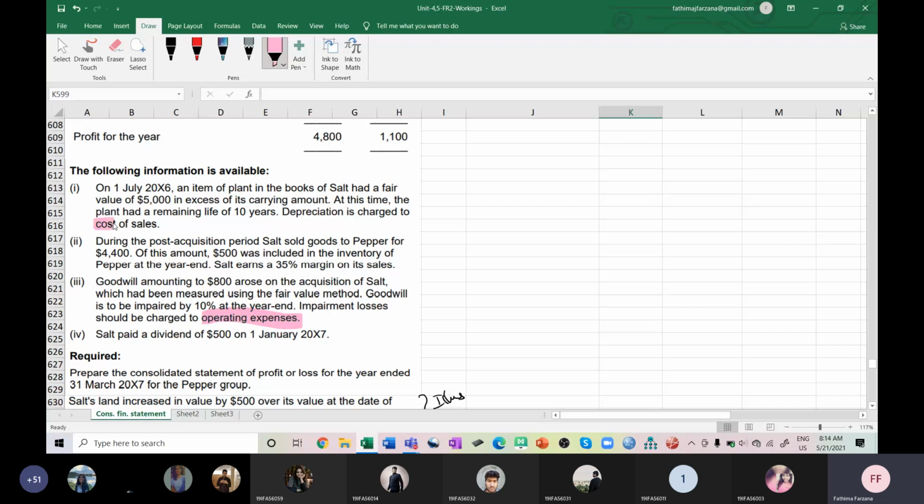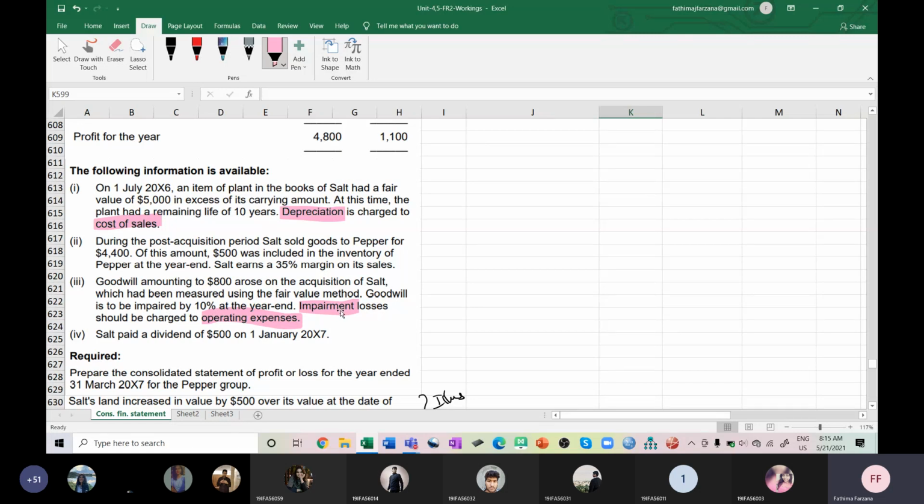Depreciation is charged to cost of sales. Okay, these are the points which you should remember. So that is goodwill impairment. Impairment charge to operating expenses. Because I listed yesterday, later on I struck it and wrote it. So that's why I'm telling, better highlight and keep it. So goodwill of 800 arose. Goodwill is 800 and the impairment is 10%.